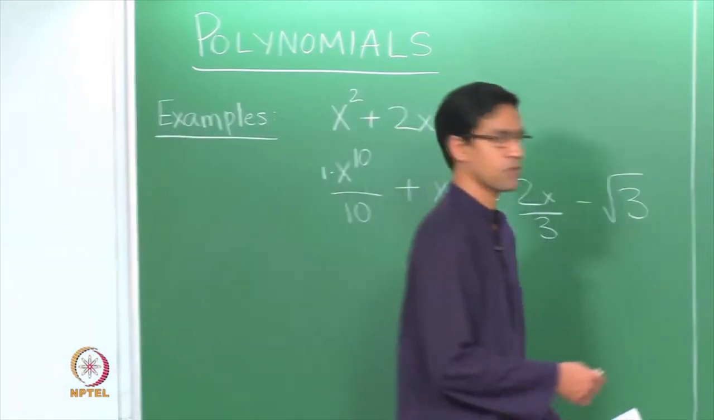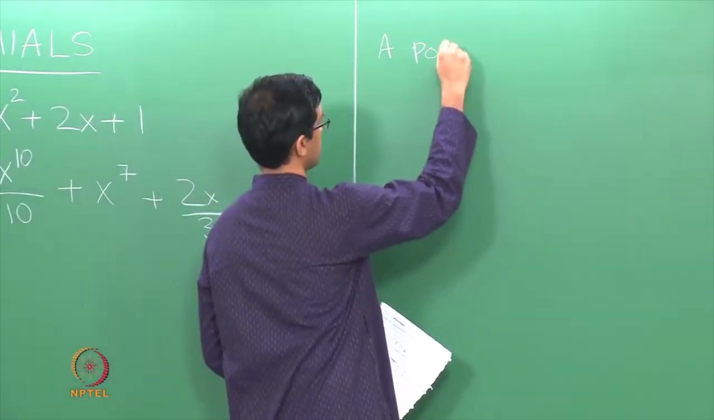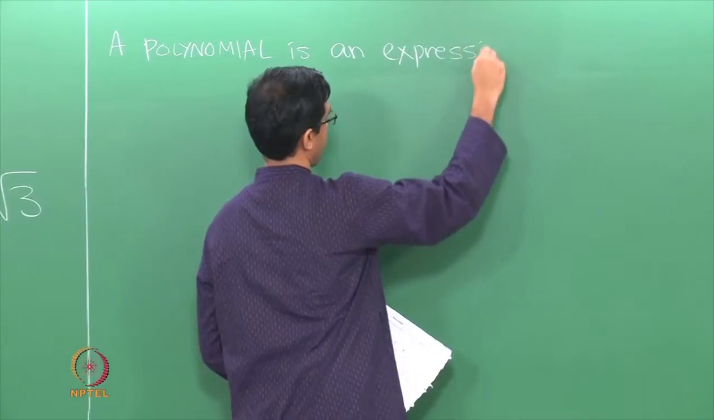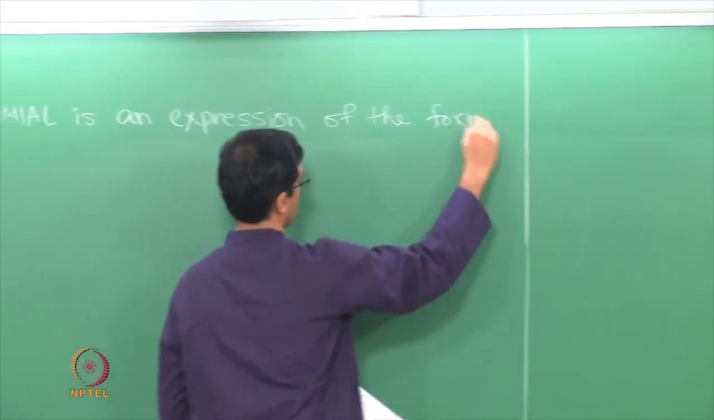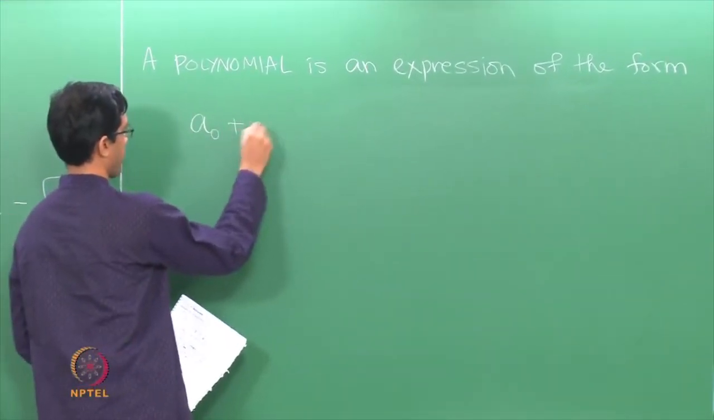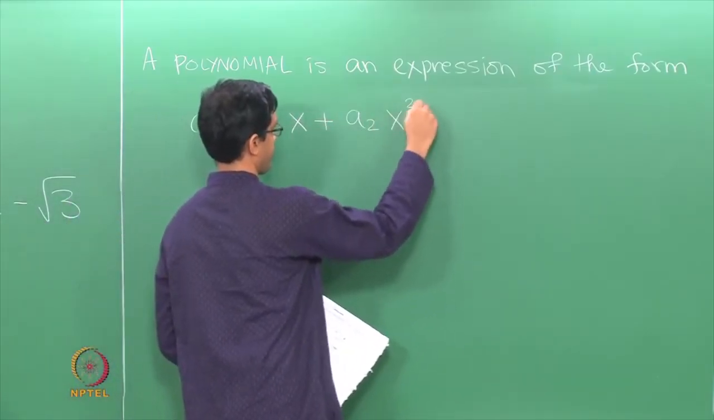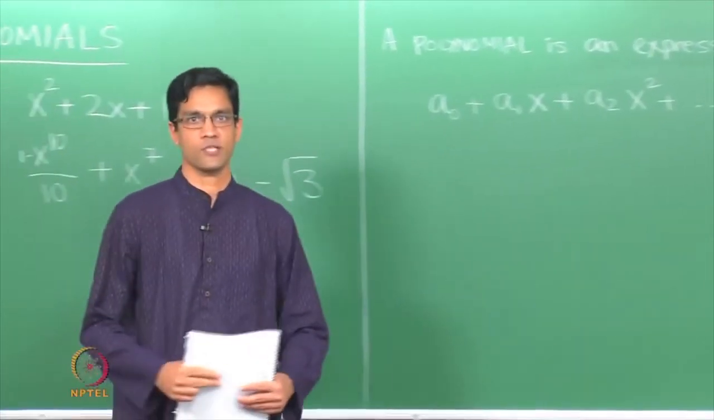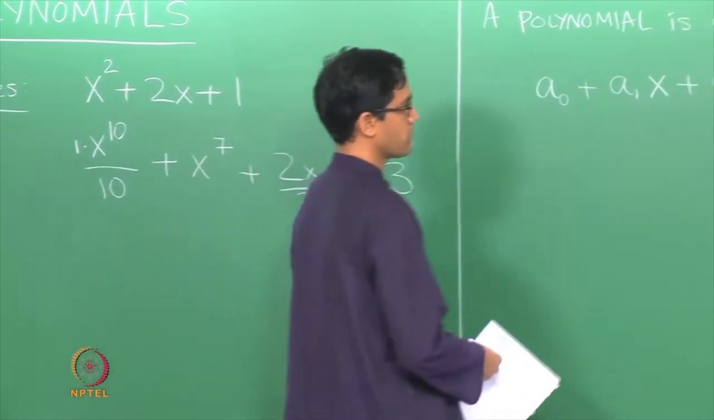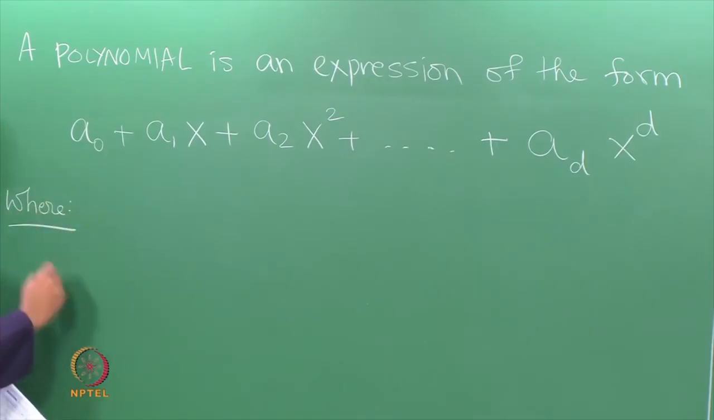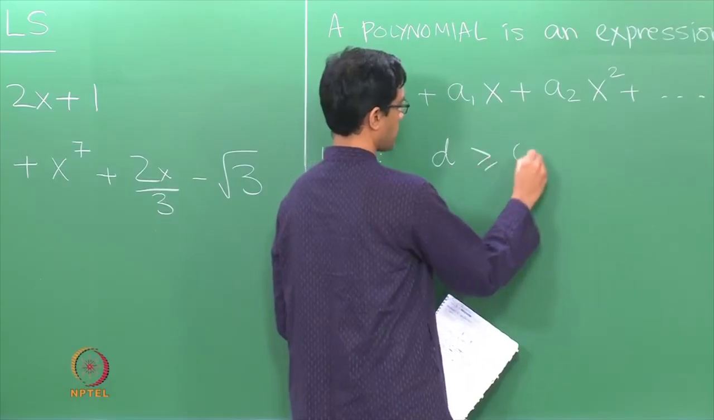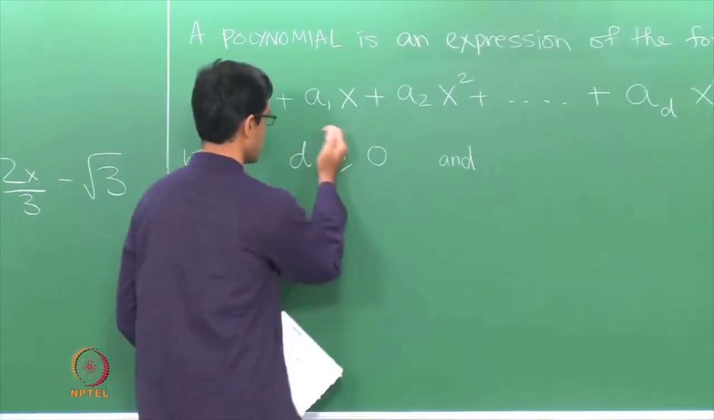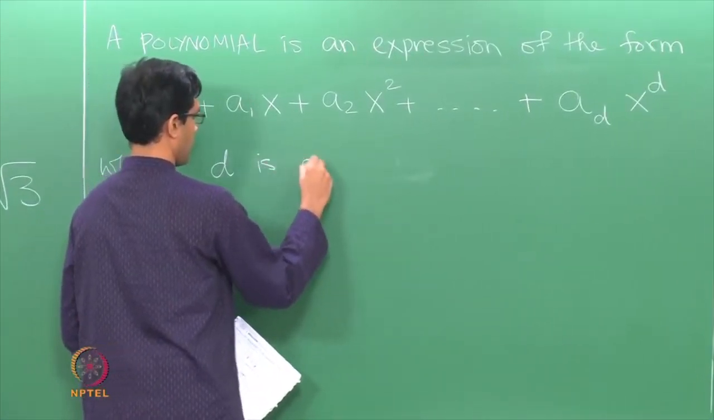So the general formal definition of a polynomial is an expression of the following form: a0 plus a1x plus a2x squared and so on till adx^d, where d is greater than or equal to 0, an integer. A better way to say it is d is a non-negative integer.